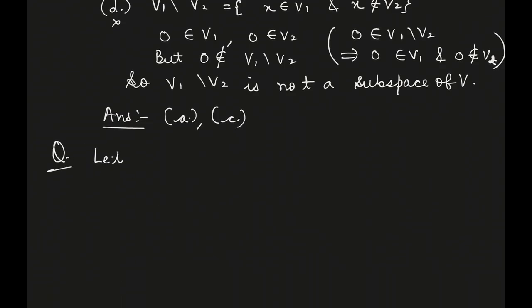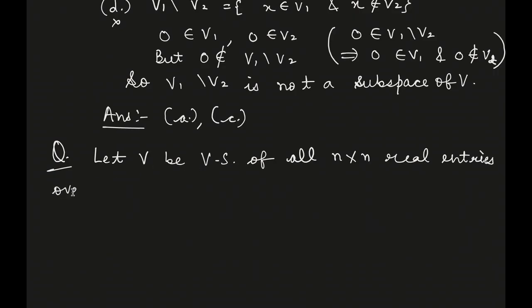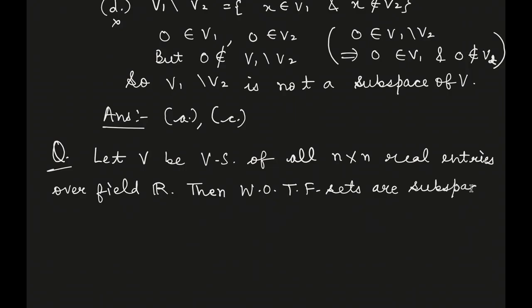Let V be the vector space of all n cross n matrices with real entries over the field R. Then which of the following sets are subspaces of V? A part, the set of upper triangular matrices.